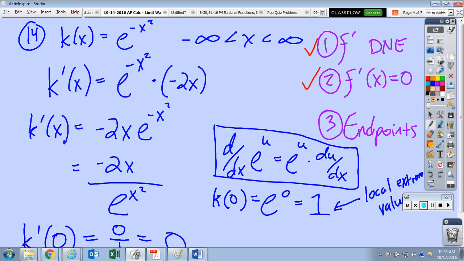So when finding absolute extrema, make sure to check where f prime does not exist, f prime equals 0, and those two are specifically critical points. And then of course the endpoint.